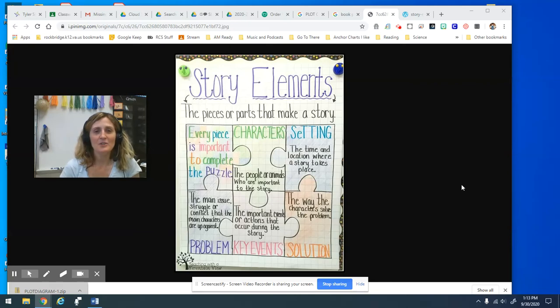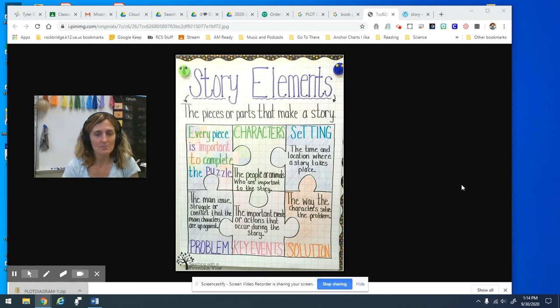Today, we're going to tackle story elements. So, story elements, when I look at this chart, it shows me that a story is made of different pieces, different parts. You, as a fifth grader, need to be able to take those parts out. So, earlier this week, we focused on setting. Setting is the time or the place where a story is happening.